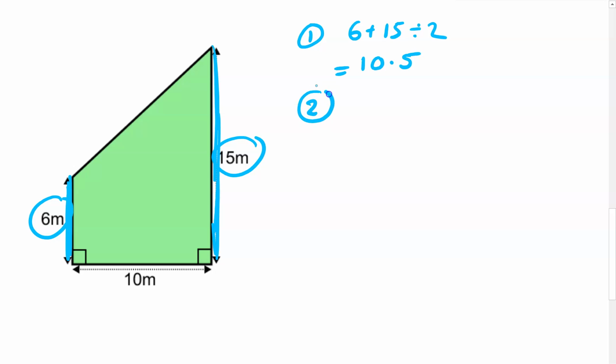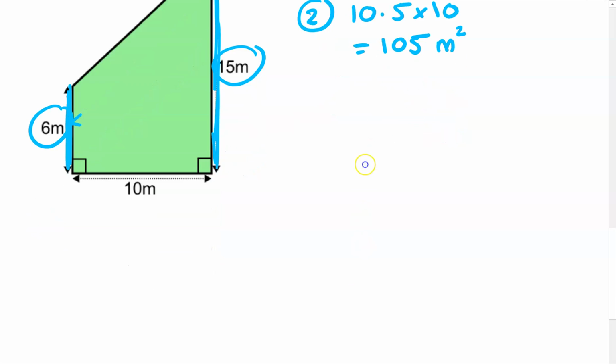Step 2 is to multiply by the distance between them. So the distance between those two lines, what's that? It's 10 metres. So we need to do 10.5 times 10, which is 105. Now what are the units? Well, all these measurements are in metres and it's an area, so we put a squared on.